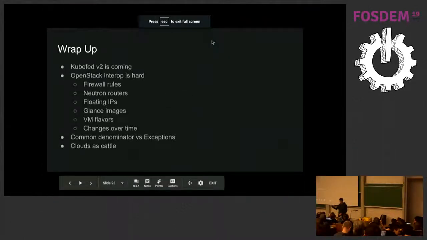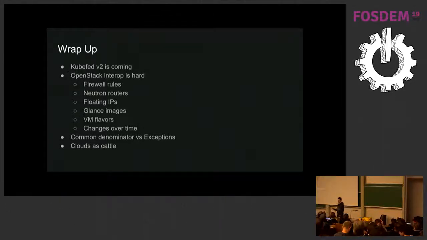Wrap up. So to wrap things up, kubefed v2 is coming, and it's kind of a pain, the situation where v1 is out and v2 is not, is in progress. OpenStack interop is really hard. I use 18 providers or something, and each of them is kind of unique in their own way, and it's really difficult to identify all the ways they are unique and manage those things. So some will have firewall rules for you, some will have support for Neutron routers, some won't, some will have support for floating IPs, some won't, some like different operating system images, they will bake in some stuff.